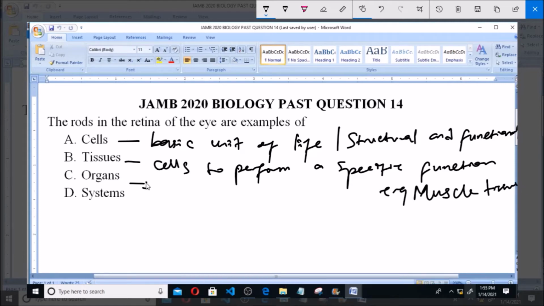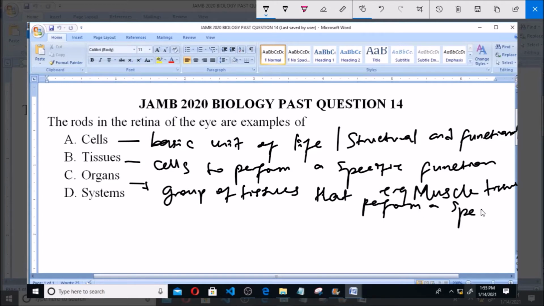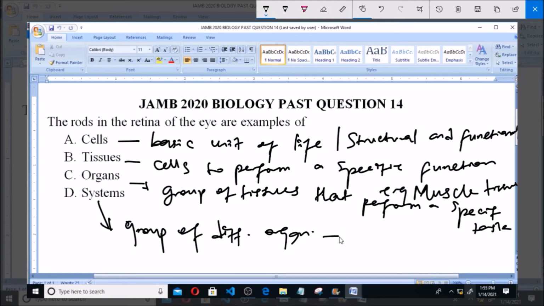Then organs are a group of tissues that perform a specific task. Then system is a combination of different organs, a group of different organs that also perform a specific function. An example of a system is the respiratory system.